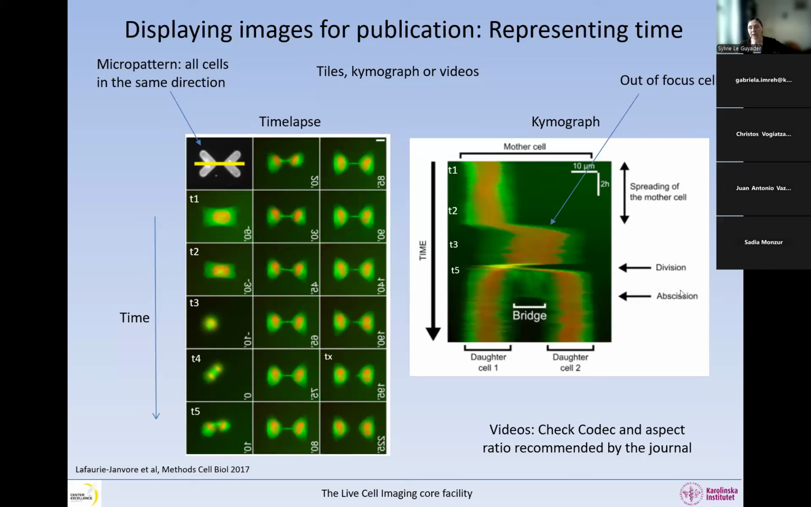When it comes to video, you need to check in the recommendation of the journal which codec and which aspect ratio they recommend, and you have to follow this. The codec is something that you use when you create the video. So if you have a Z-Stack, you're going to save it as AVI or something like this. And for that, you have to have the correct codec. So just go to the journal and have a look at that.